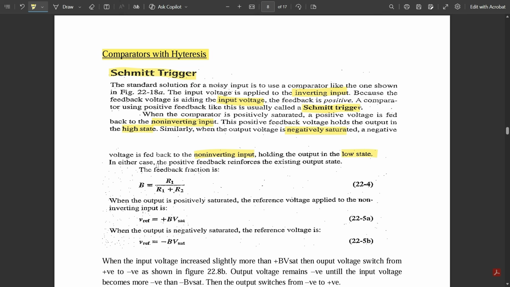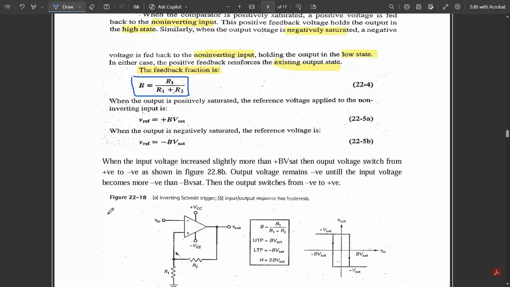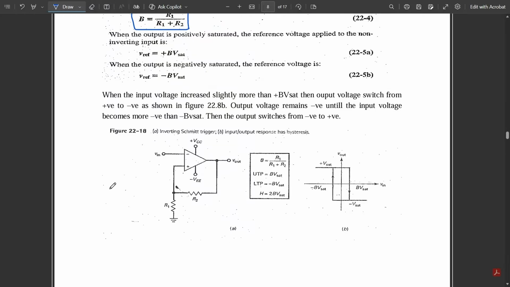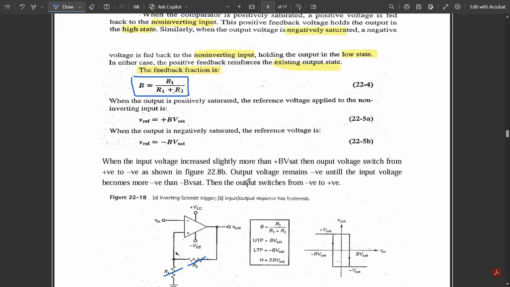Now in either case, the positive feedback reinforces the existing output state, which means that the feedback fraction is mentioned in terms of B here, that is given by R1 divided by R1 plus R2. So this is obtained from the figure here, because we are using two resistors at the feedback terminal, that is at the non-inverting terminal, R1 and R2. Okay, so this is the feedback fraction which you obtain, that is called B, and that is equal to R1 divided by R1 plus R2.